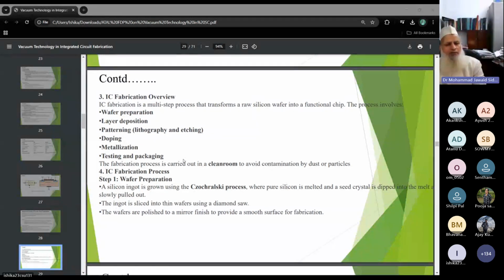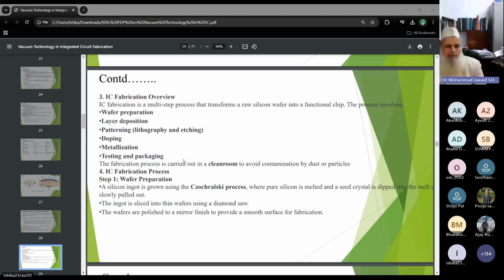So briefly, we will discuss integrated circuit fabrication, because the title of the talk is use of the vacuum technology in IC fabrication. So now we will focus on the integrated circuits and the vacuum technology.